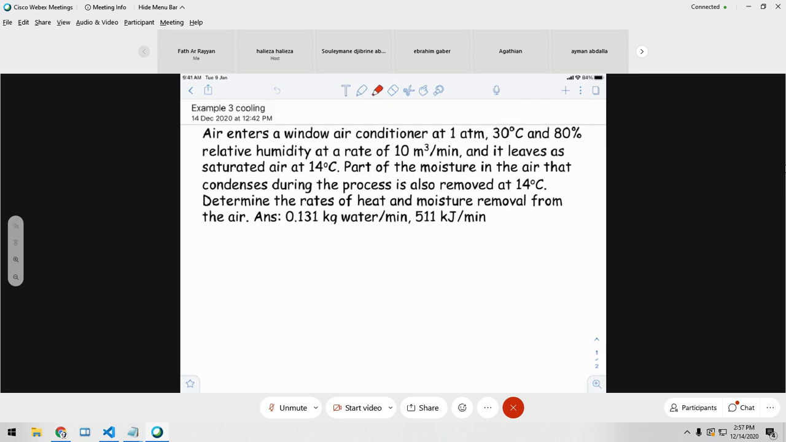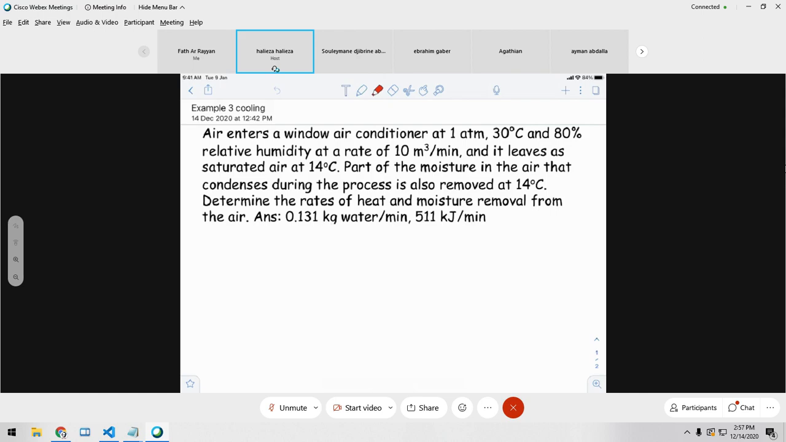Hey guys, welcome back. That was a very short 5-minute break. Anyway, let's have a look at another example. This example is almost similar to what we have looked at before, except that the values are different.